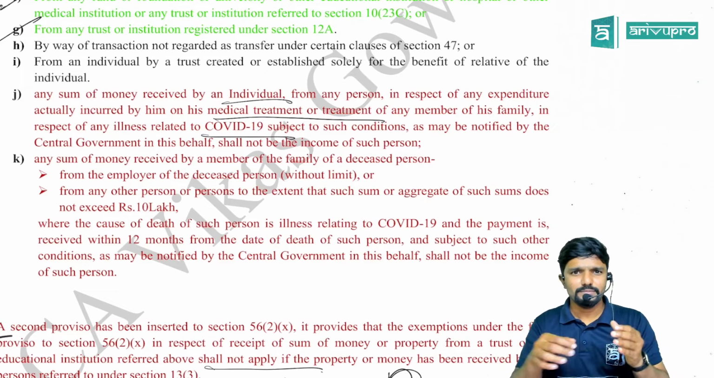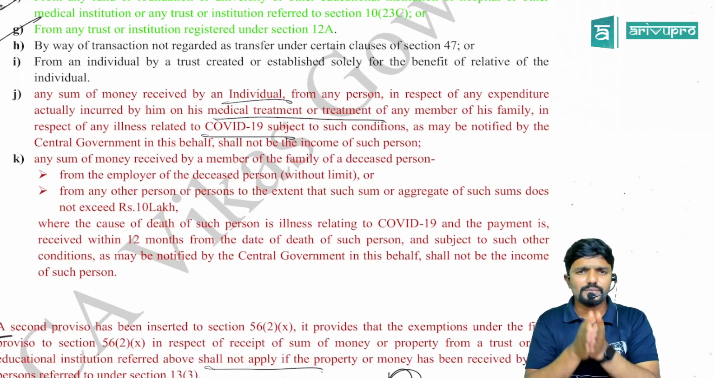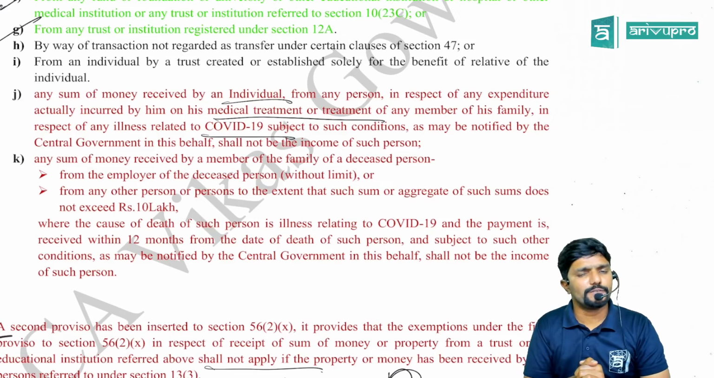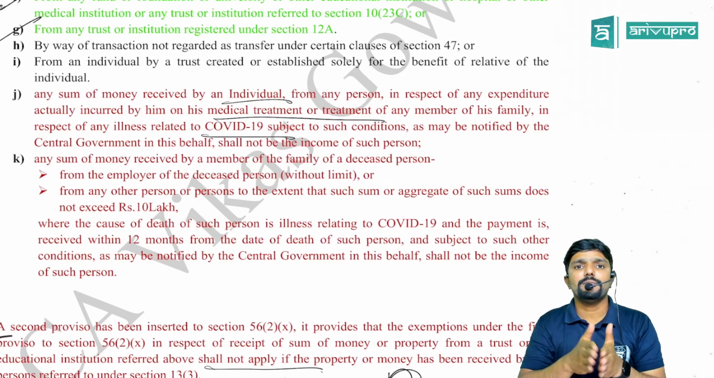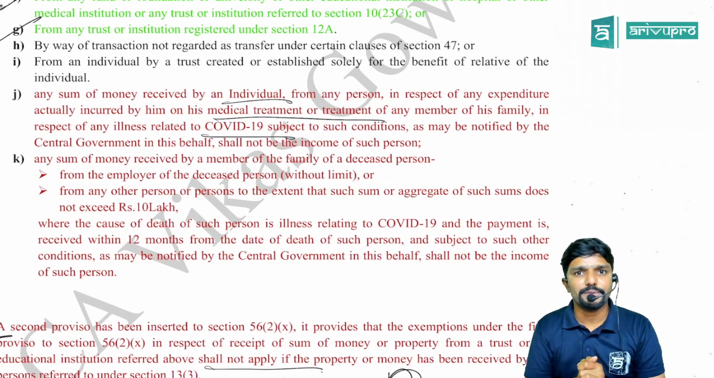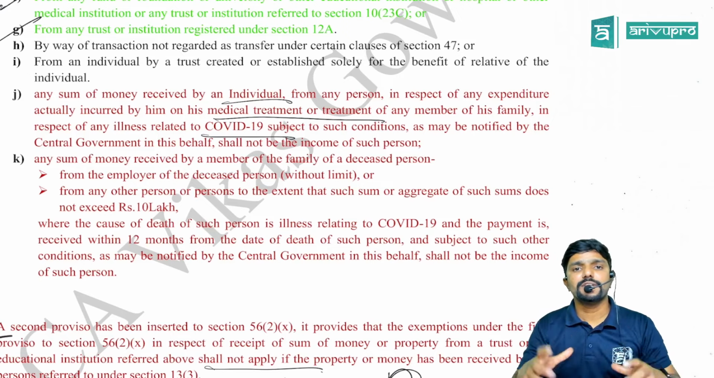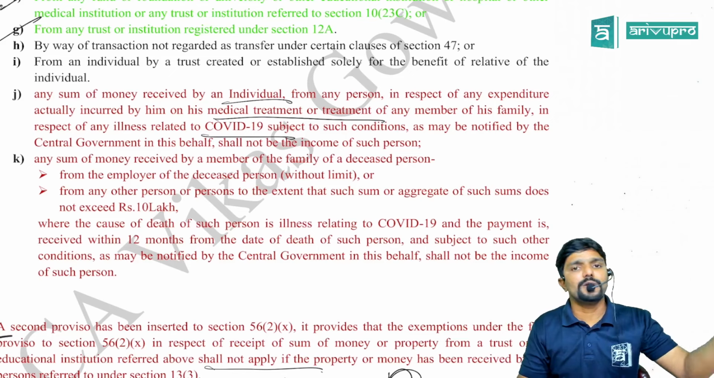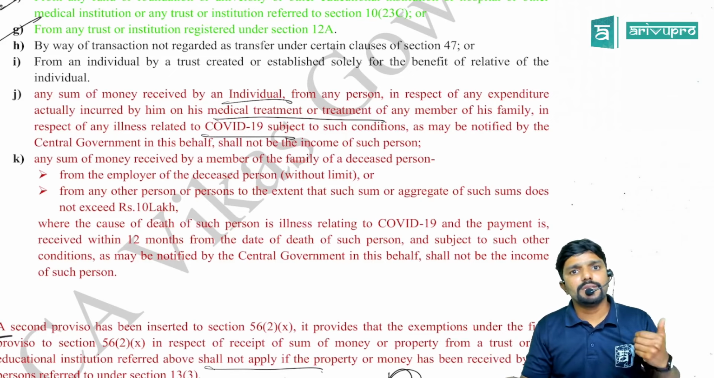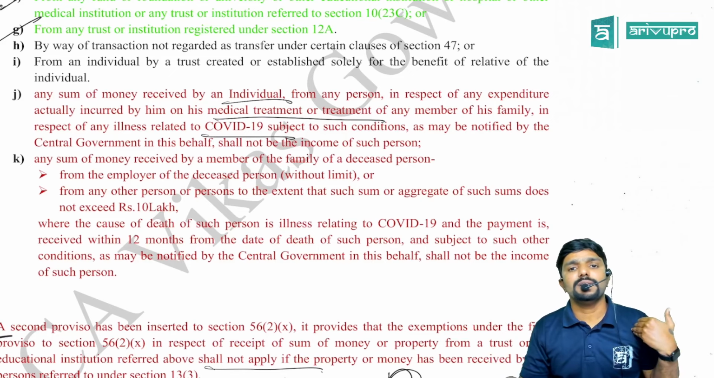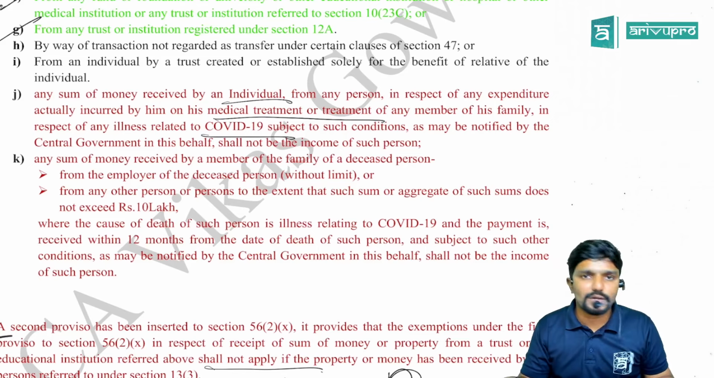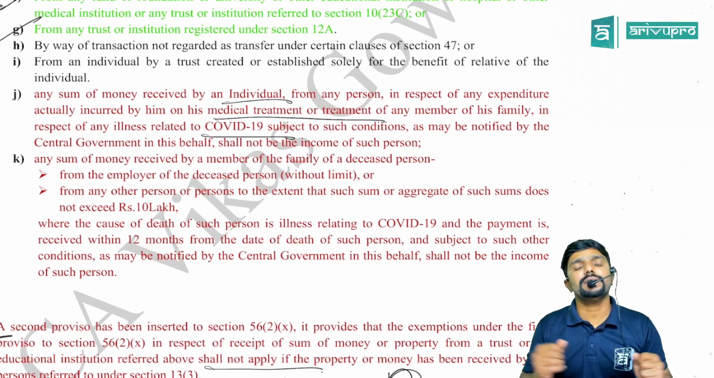Simple. Assume I have been tested positive for COVID-19. So I have taken treatment for that purpose. Then any medical expenditure that I have incurred, if it is given by any other person, like, assume, government or local authority, in that case it will not be taxable in my hands. I am getting that money free of cost. Still nothing will be taxable.